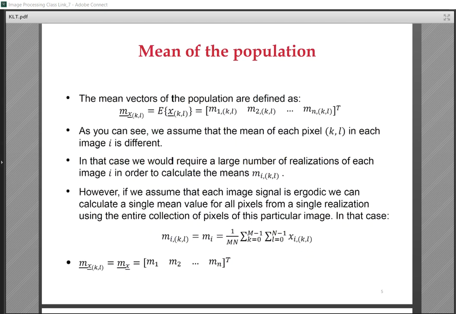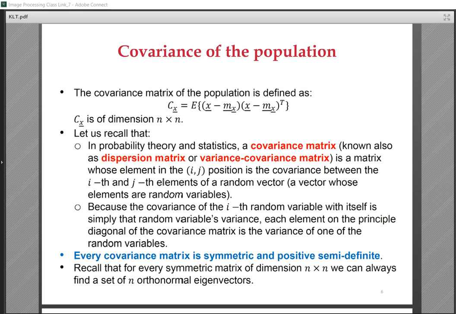Go to the next slide. We spoke about the mean. Here we speak about covariance. Okay, the covariance of this total vector X, the covariance matrix of the population of vectors X. For example, in that slide we had 6 vectors for 6 images. Okay, this is the meaning of population.